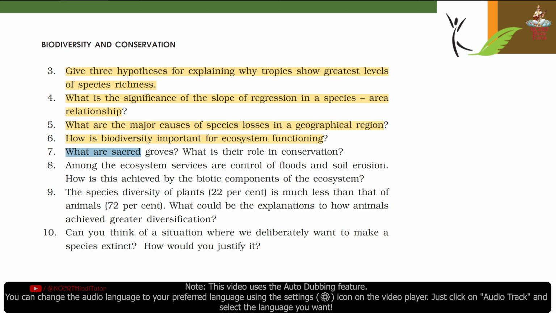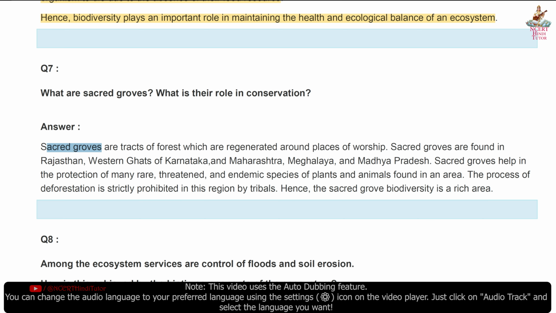Question 7. What are sacred groves? What is their role in conservation? Answer. Sacred groves are tracts of forest which are regenerated around places of worship. Sacred groves are found in Rajasthan, Western Ghats of Karnataka and Maharashtra, Meghalaya, and Madhya Pradesh. Sacred groves help in the protection of many rare, threatened, and endemic species of plants and animals found in an area. The process of deforestation is strictly prohibited in this region by tribals. Hence, the sacred grove biodiversity is a rich area.